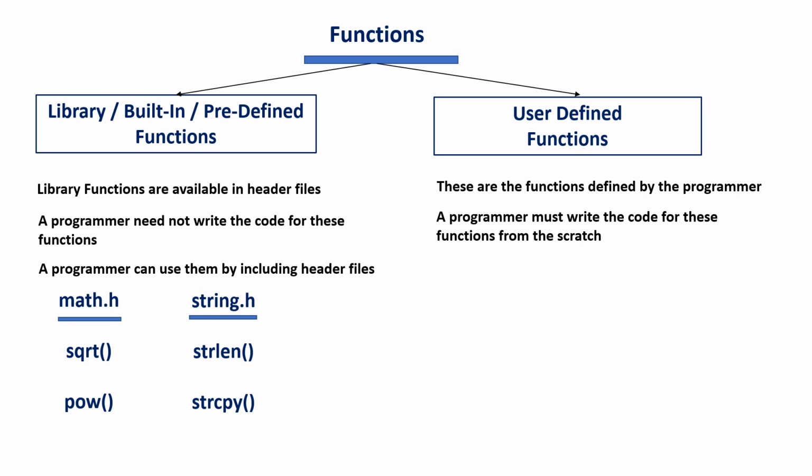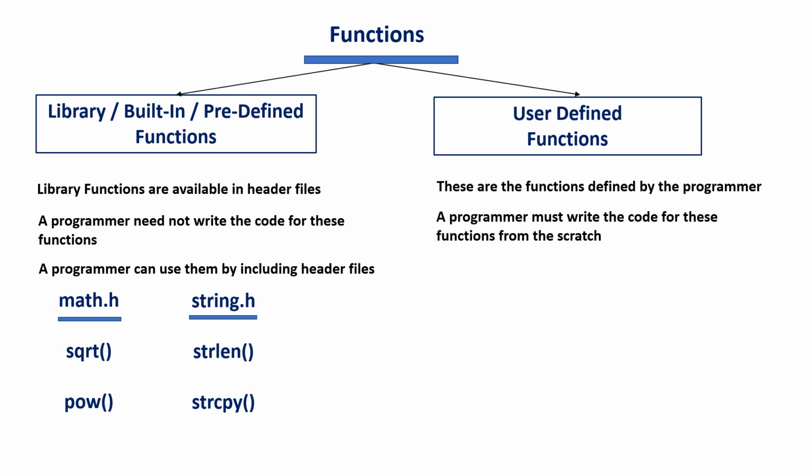Coming to the categories of functions, there are two categories of functions. First category, library functions, built-in functions or predefined functions. Second category, user-defined functions. Library functions are available in C language header files. A programmer need not write the code for these functions. Why? Because they are automatically defined in the C language. They are automatically available in the C language.